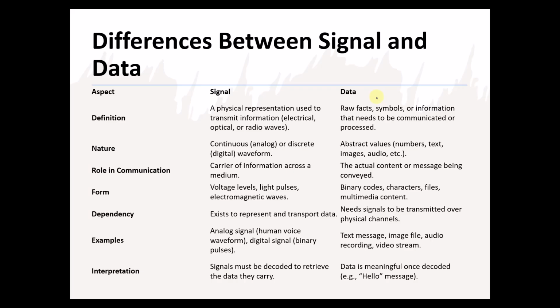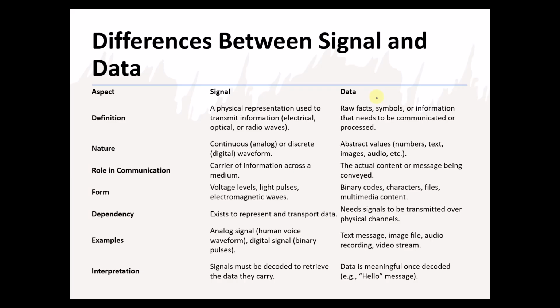But data are the raw facts or symbols that we need to transmit. And we transmit them by encoding them on a signal. So there are 2 different things. The data is not the signal, and the signal is not the data. The signal is what helps us to transmit the data. The signal is either electrical, optical, or electromagnetic. And the data that we are transmitting are the raw facts. Signals can be either discrete or analog. But data is abstract. It can be numbers, text, images, audio.